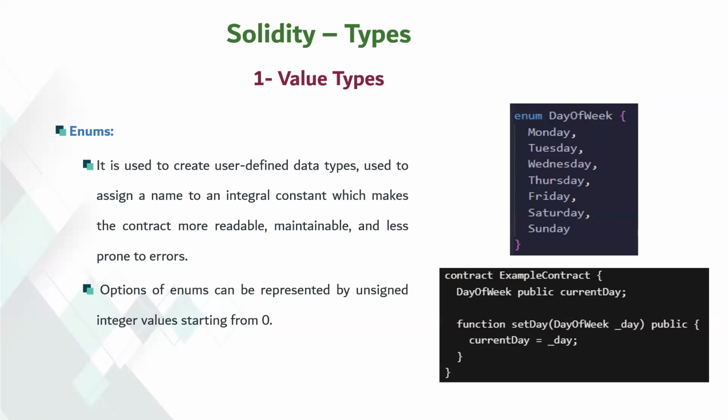Enums provide a convenient way to represent a finite set of options in our contract, making the code more expressive and self-documenting. They are widely used for scenarios where a variable can only take a limited number of predefined values. That's a brief overview of the enum type in Solidity.